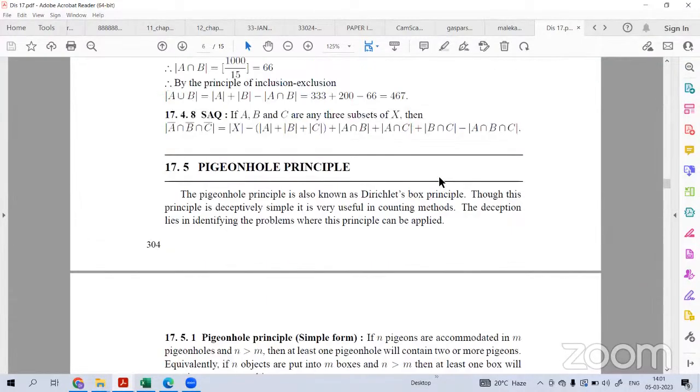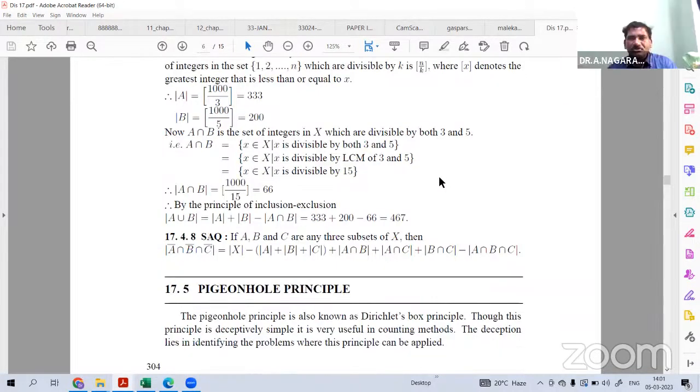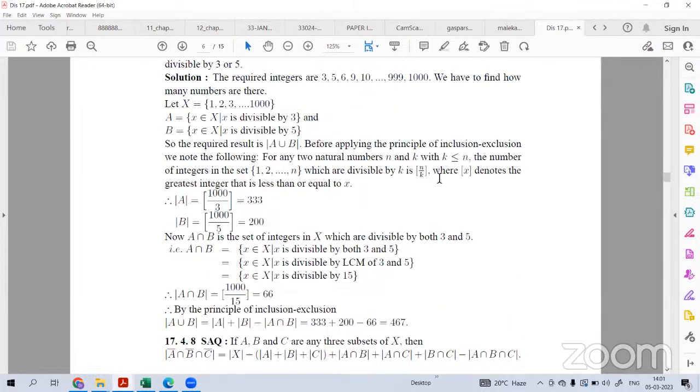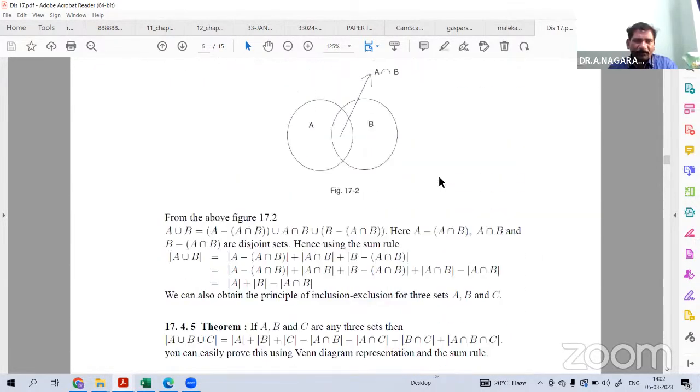Sir, will the solutions to the SAQ questions be given? The SAQ question solutions will be solved and given at the last page, at the end of this chapter. Sir, we can refer to them. Next, Example 17.4.3. Once again, please repeat, sir. I did not understand, sir. 17.4.3. Yes, sir.